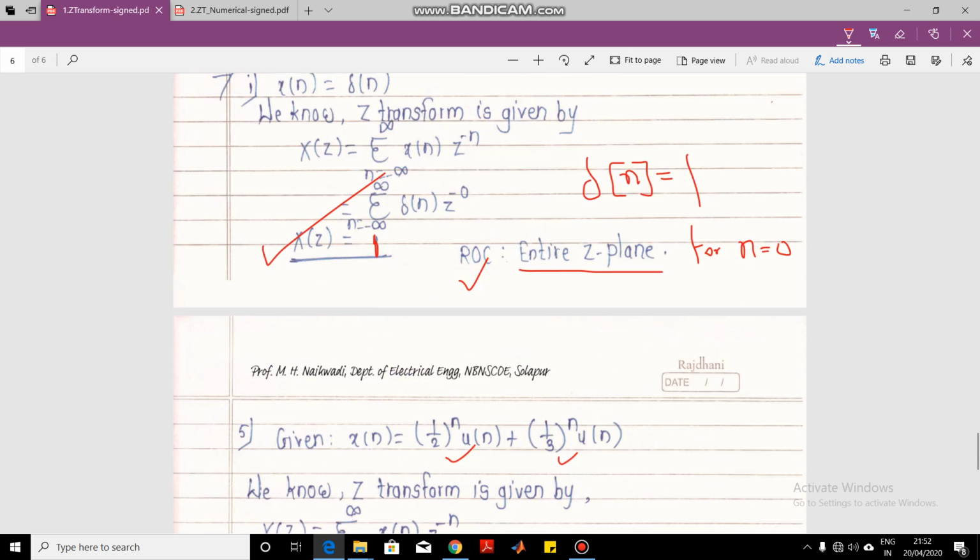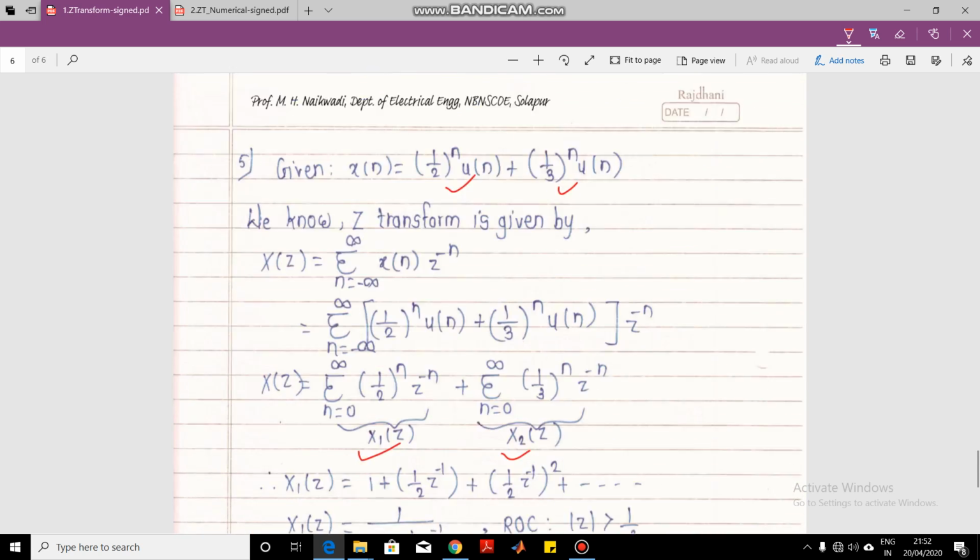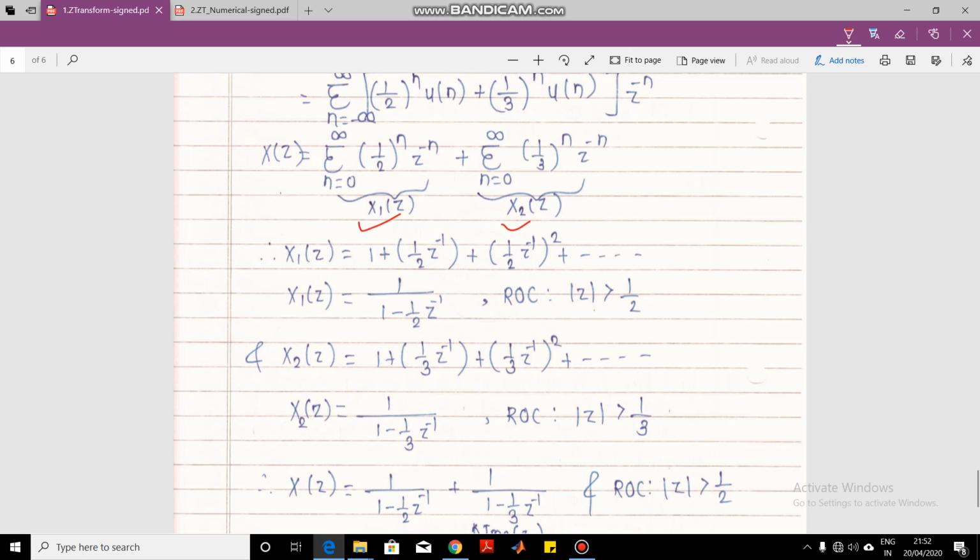And what was the ROC here? Here the ROC was mod of z greater than mod of a. So here we will get mod of z greater than mod of a. What is mod of a here? 1 by 2. So mod of z is greater than 1 by 2. This is the ROC of the first z transform, x1 of z.